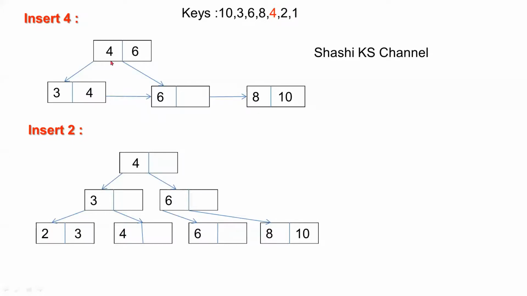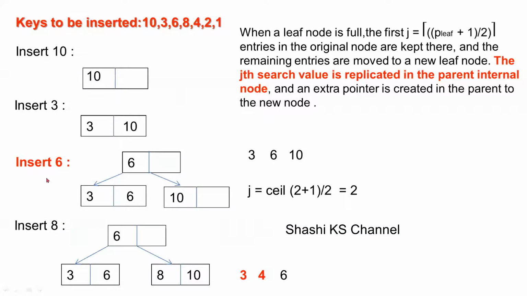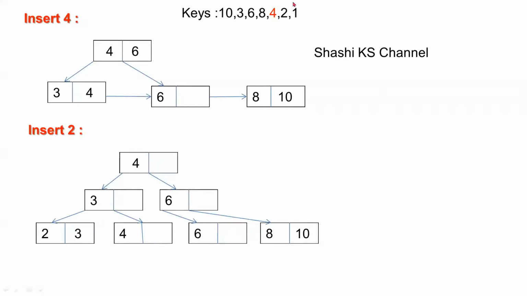So you can see here, when did we split the leaf node? When we inserted 6, we had to split the leaf node because we didn't have space here. What is the second insertion? When we inserted 4, again we split the leaf node here. 3 and 4 were kept in the original node and 6 was moved to the new node. So when we inserted 4, a leaf node has been split. Next we try to insert 2.